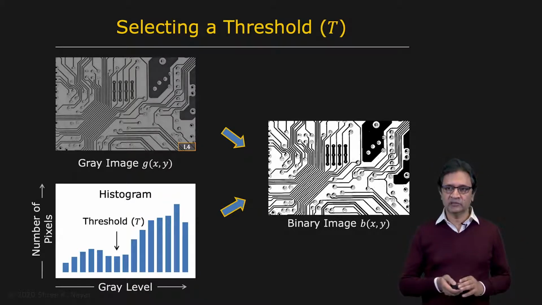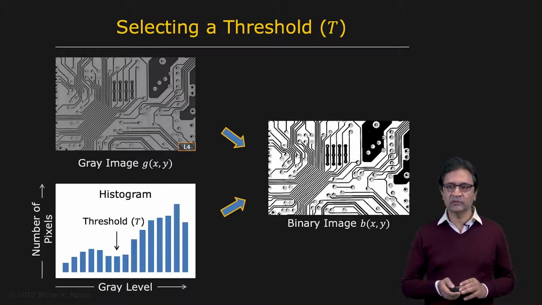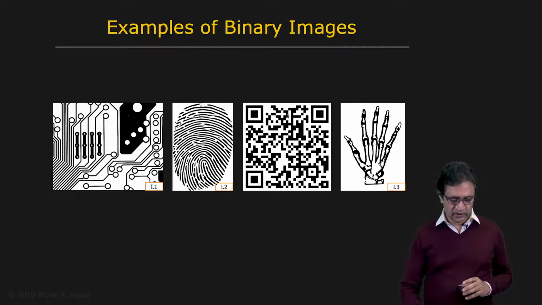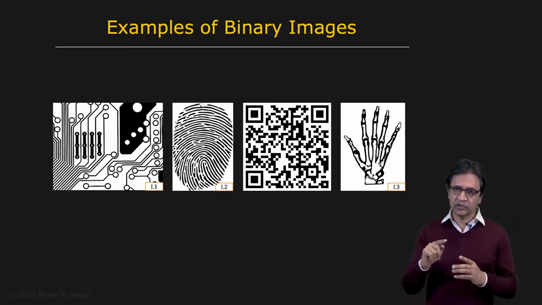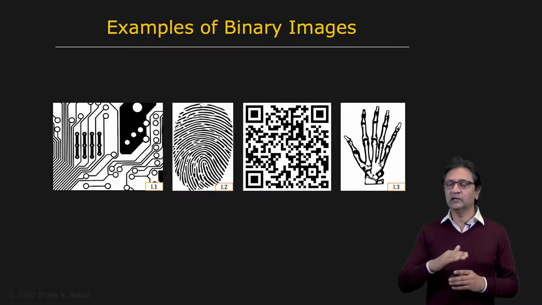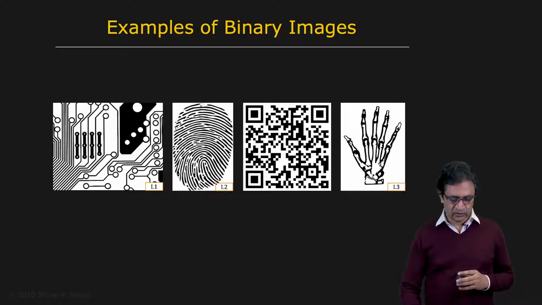So, as you can imagine, binary images are useful in many different domains, not just circuit boards as shown here, but fingerprint analysis. In the case of fingerprints, you want to look at the curves and ridges in your finger. You use some special lighting to capture an image of the fingerprint, and then you binarize it or threshold it.